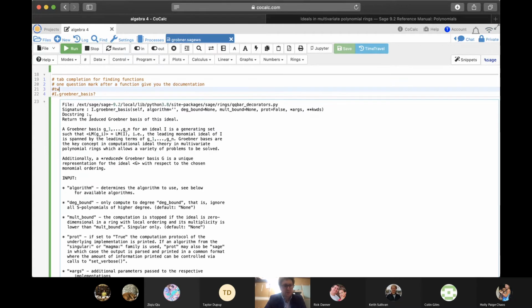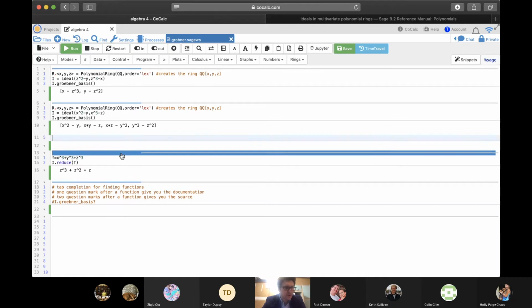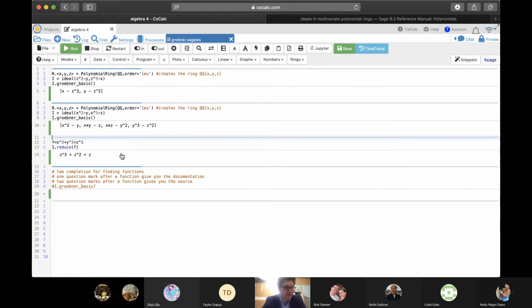And then two question marks, a function or method that gives you the source code. Okay. All right. Another useful functionality: you can take a polynomial and get the remainder by doing this. After you have the particular basis, you can reduce, and then it'll give you the remainder.